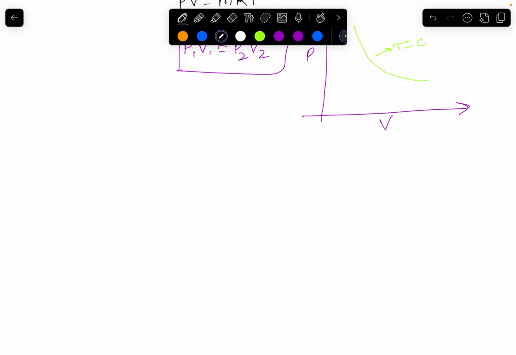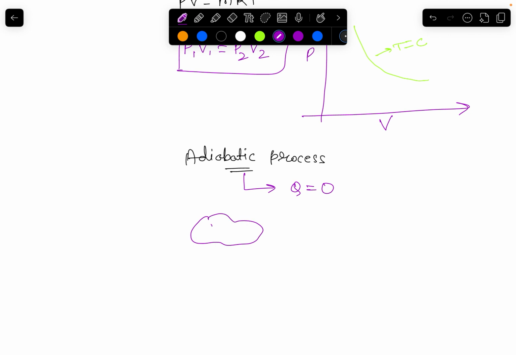Now the next process is the adiabatic process. Adiabatic process is basically the process in which there is no heat exchange between system and surrounding. Suppose we have a system, and here we have a surrounding. Then in this process, there is no heat exchange between system and surrounding.